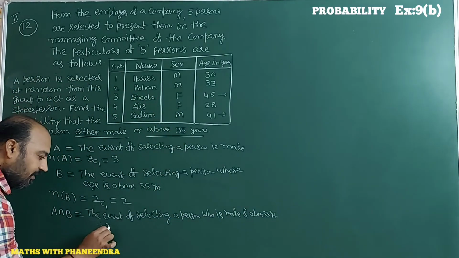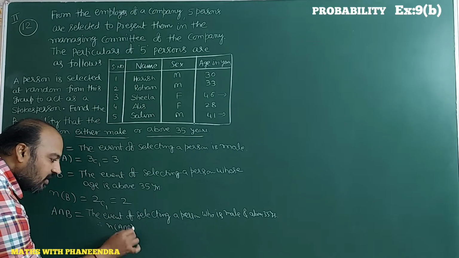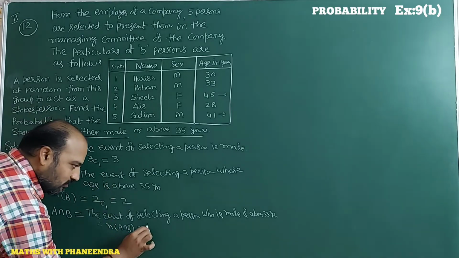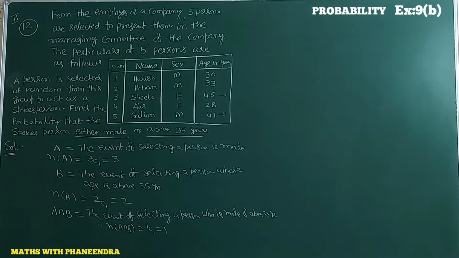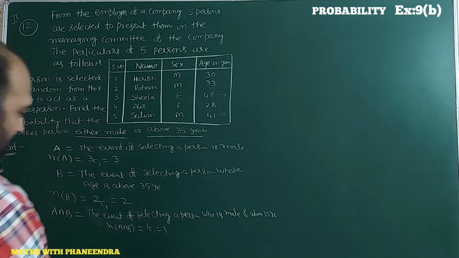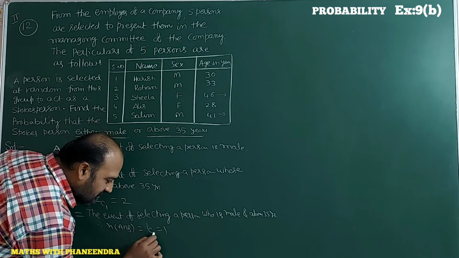So therefore N of A intersection B is equal to 1C1, that is equal to 1. Are you able to see? Yes, you are able to write. Neatly I'll write 1C1, so on.